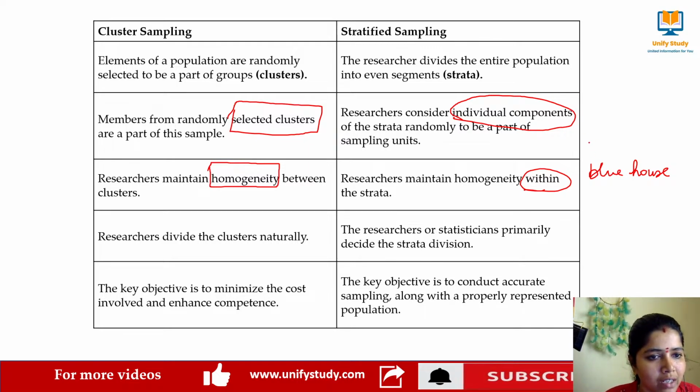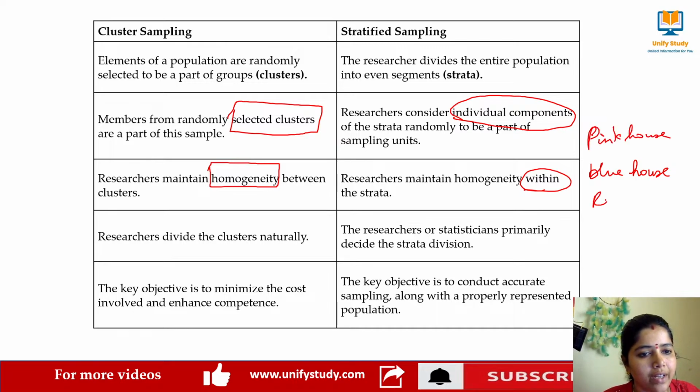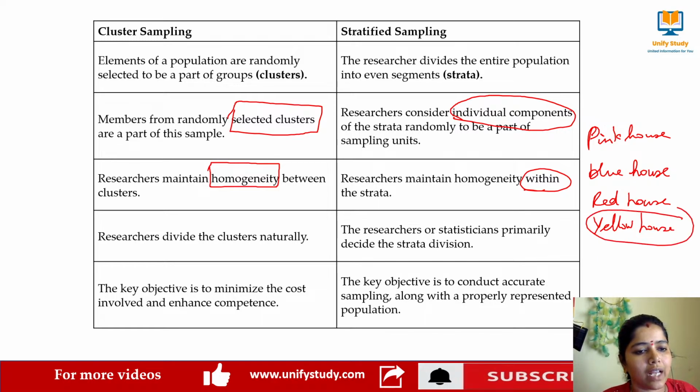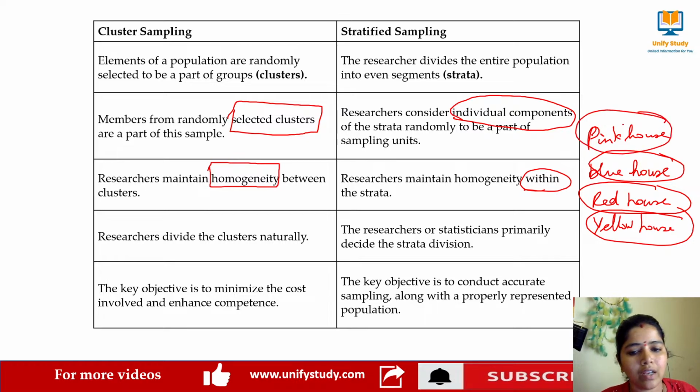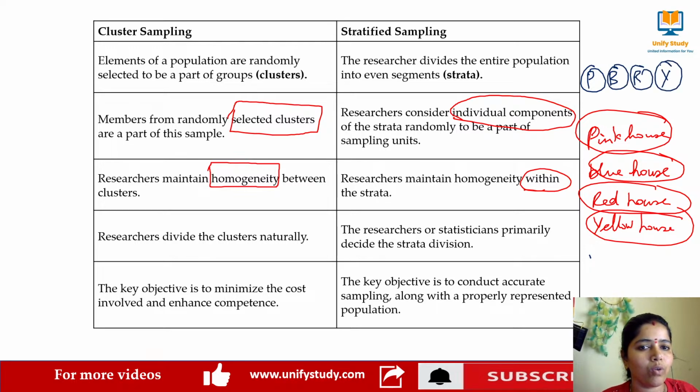For example, I write pink house, red house and yellow house. So they have classified in terms of blocks like this, and from each block we select one from pink, one from blue, one from red and one from yellow. This is stratified, right?